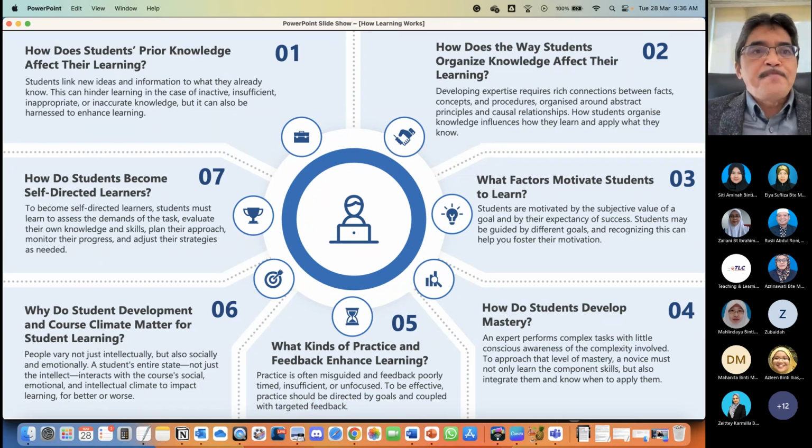So principle number 1, how does students' prior knowledge affect their learning? Students link new ideas and information to what they already know. So when they step into our class for the first time, they probably bring with them 18 years, 20 years of experience and knowledge. And maybe let's say they have been in the university for 2 semesters. So this is the first time that we meet them in our class. So they bring with them also whatever they have learned in the courses in the last 2 semesters. So we need to establish this one first.